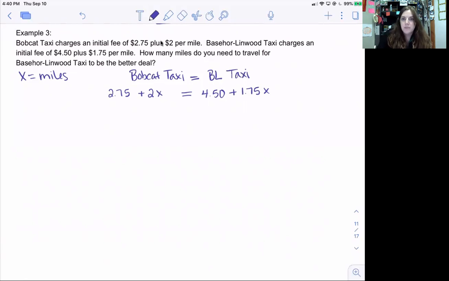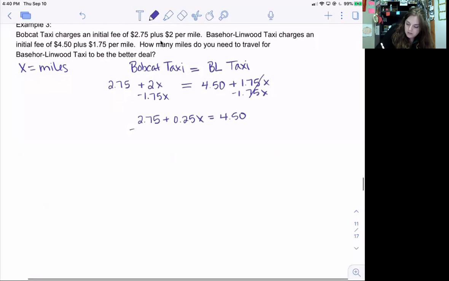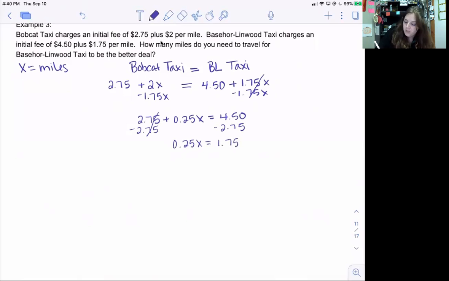All right, so if we want to get x by itself, let's subtract this $1.75x and move it to the left. So we have 2.75 plus 0.25x equals 4.50. Now we're going to subtract 2.75 from both sides. So 0.25x equals 1.75. Divide both sides by the 0.25.